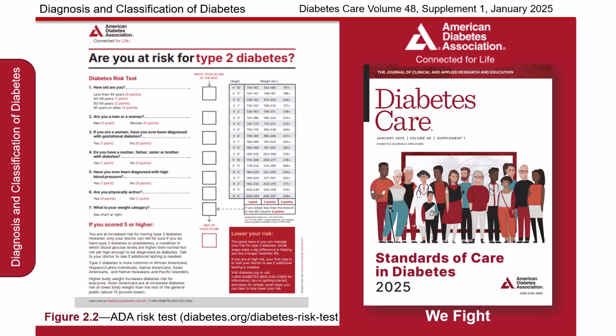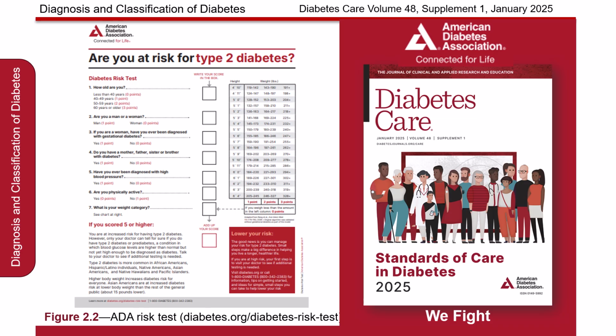3. If you are a woman, have you ever been diagnosed with gestational diabetes? Yes, 1 point. No, 0 points. 4. Do you have a parent, sibling, or child with diabetes? Yes, 1 point. No, 0 points. 5. Have you ever been diagnosed with high blood pressure? Yes, 1 point. No, 0 points. 6. Are you physically active? Yes, 0 points. No, 1 point.